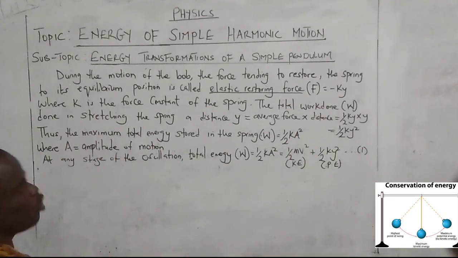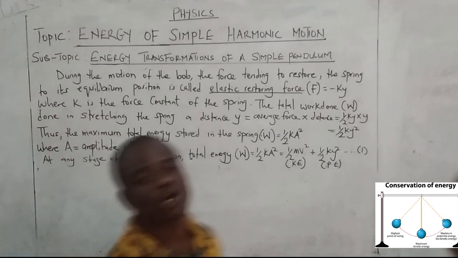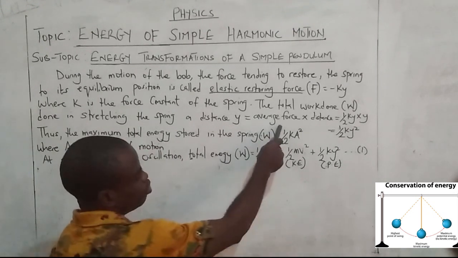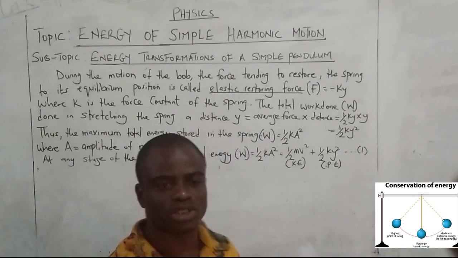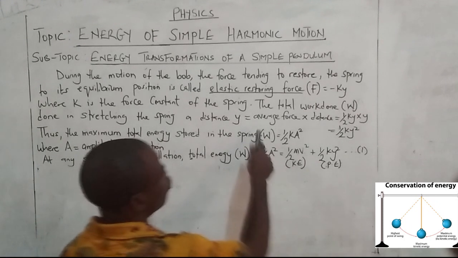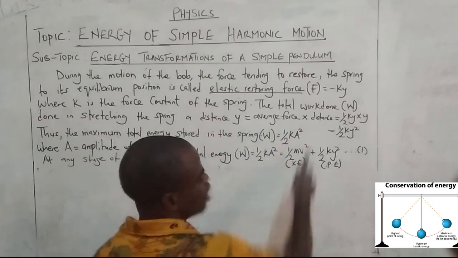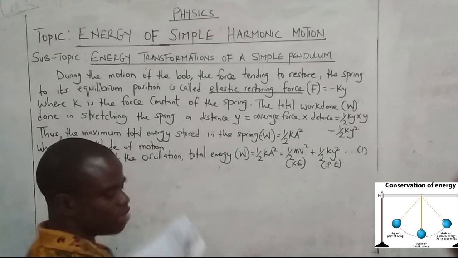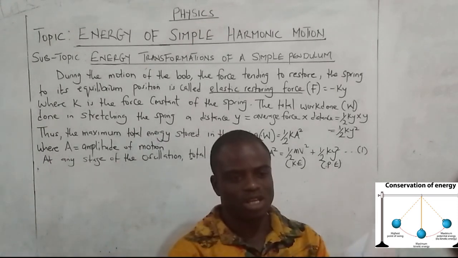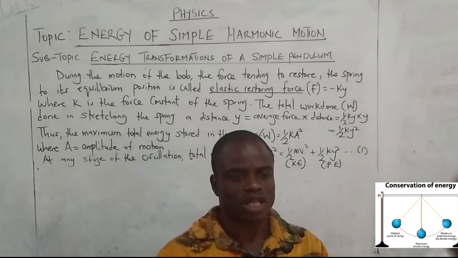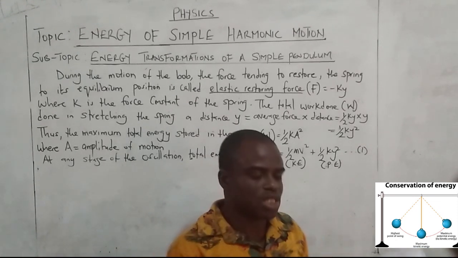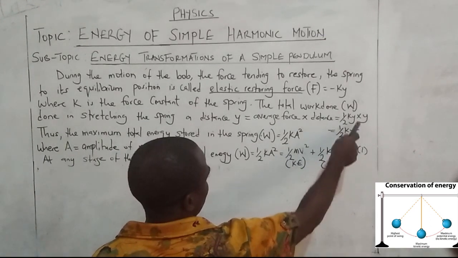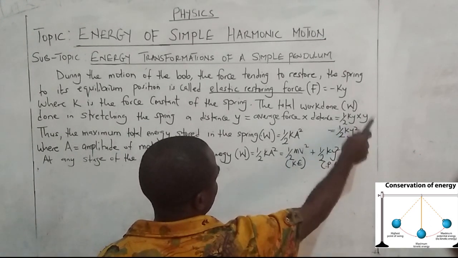But when you have to look for the work done, you know that work done is force times distance. But we are looking for the average force, because we have several forces being applied before we stretch the string. We have to look for the average force, not the ordinary force. And when you are looking for the average of the force, the half of it is 1/2. Now make it half ky times y, which is the distance.